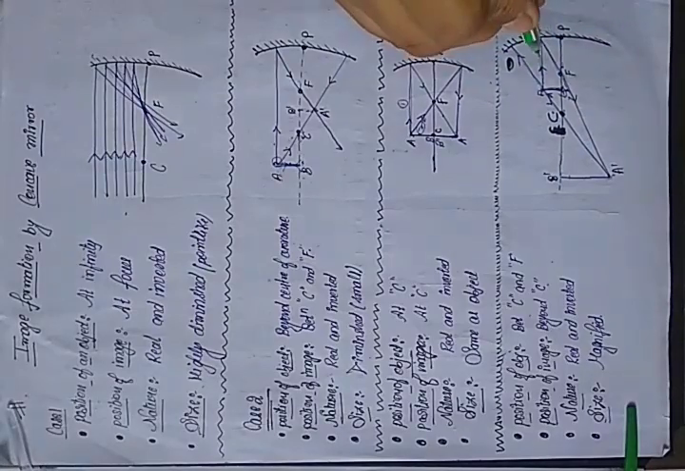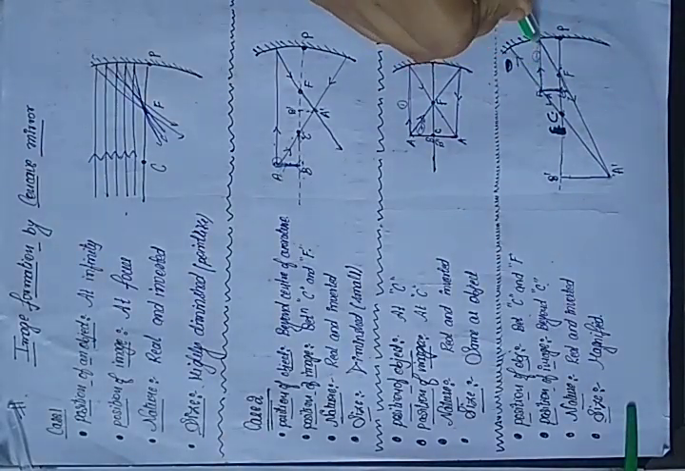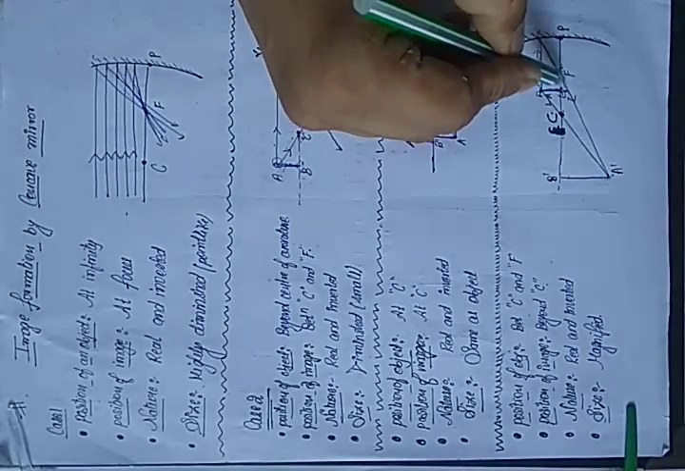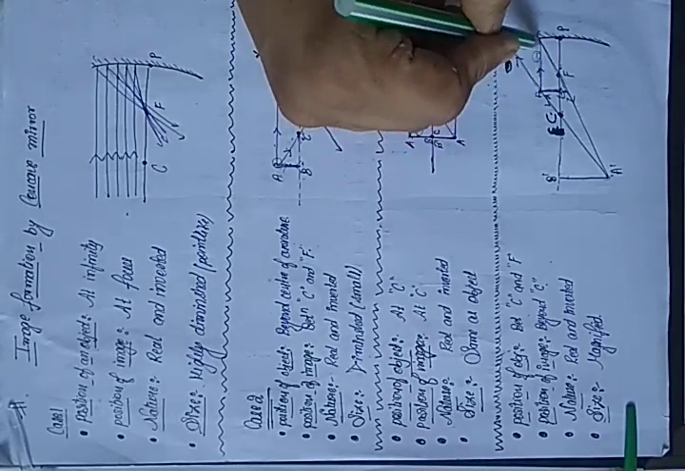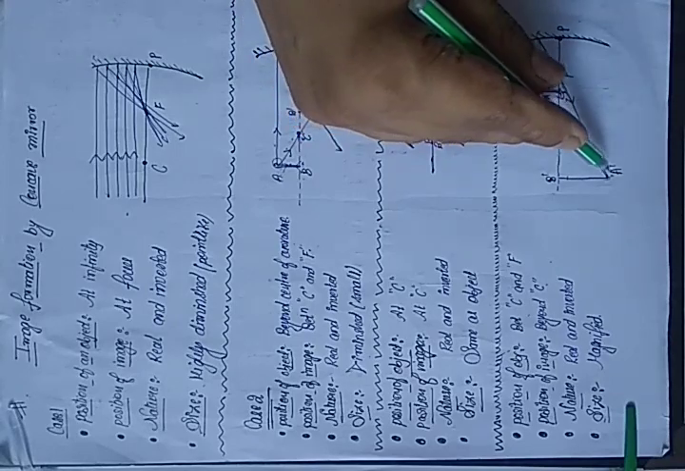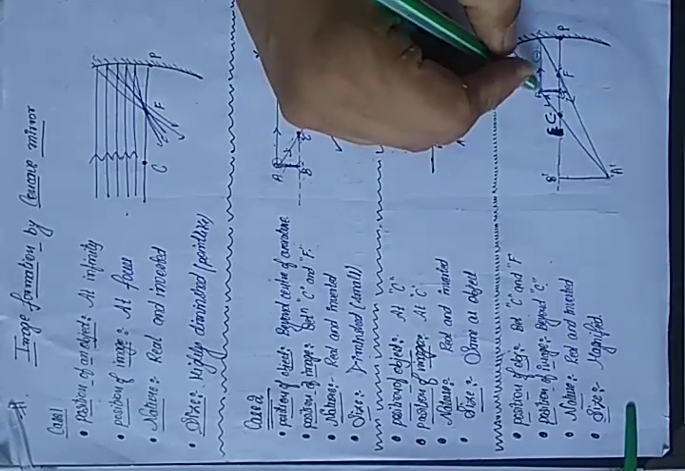So rule number 1. What is rule number 1? Pass a light parallel. If the light is parallel, it will pass through focus. See, this is the focus. So pass a light, it will pass through focus. Okay. Now second, pass a light.